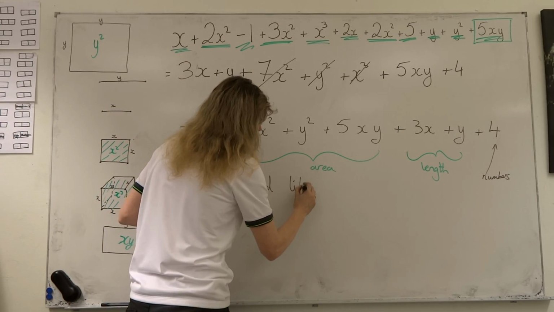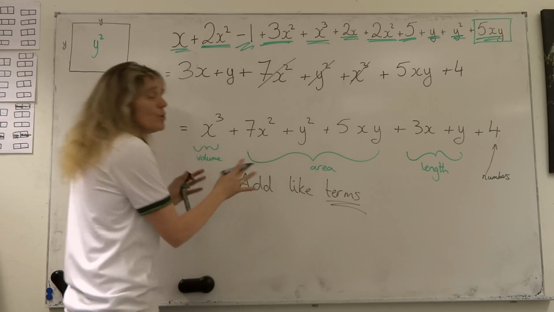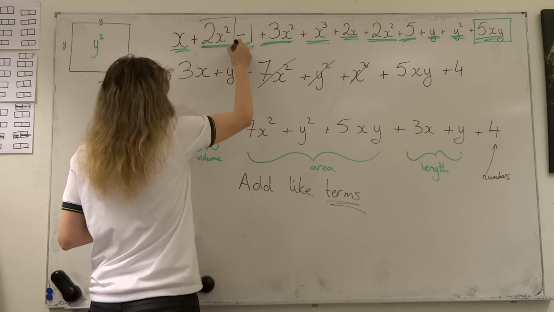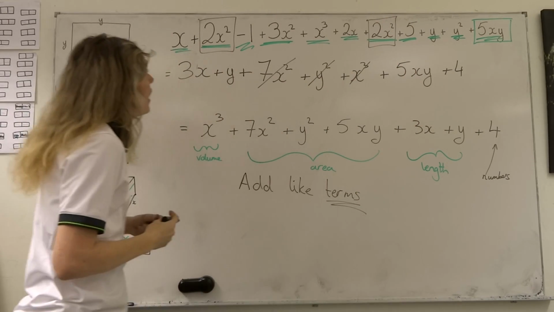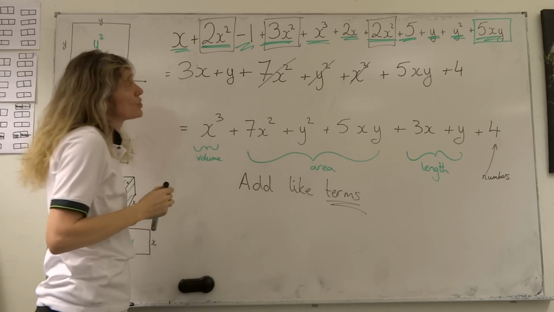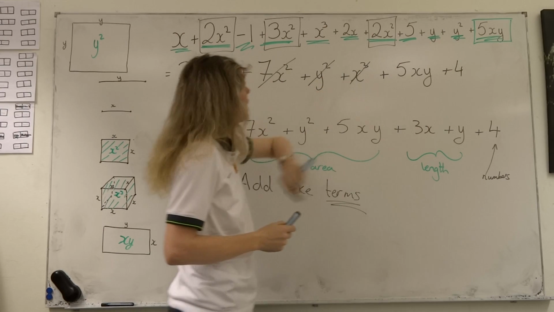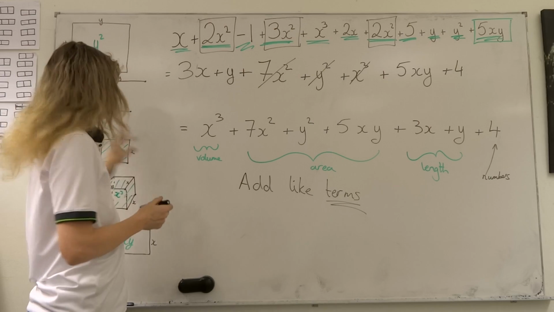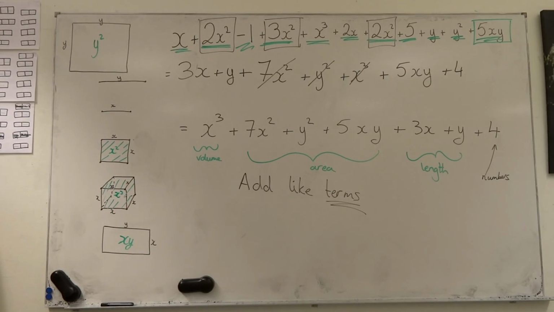Add like terms. So in order to be able to add 2 terms together, they have to be of the same form. I can only add x squared terms to other x squared terms. And there are 3 x squared terms in this expression. So I can add 2x squared plus 3x squared plus 2x squared. But I can't add x's to that because they're totally different. Okay? And I hope that this will make it clearer to you how to simplify these long strings.